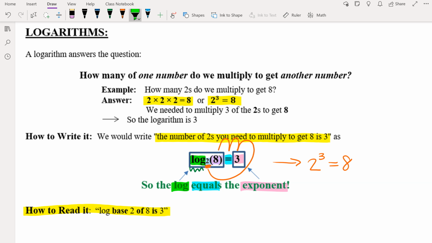All right, let's go ahead and move on and talk about ways that we are going to evaluate logarithms and manipulate them. All right, here we go.